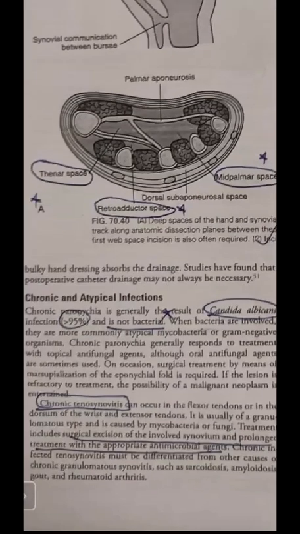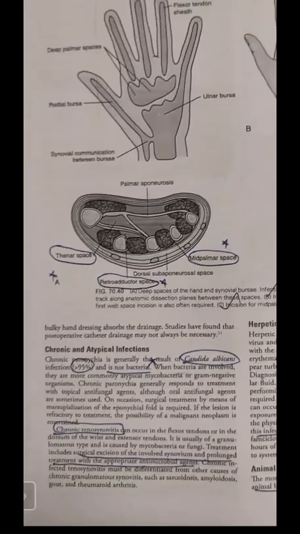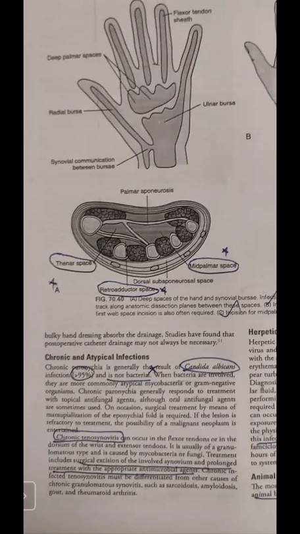So next is chronic and atypical infections. Chronic paronychia is generally the result of Candida albicans in more than 95% and is not bacterial. This is the first MCQ. Okay, so chronic infection is not bacterial. Then chronic tenosynovitis: treatment is surgical excision of the involved synovium and prolonged treatment with the appropriate antimicrobial agents. So synovectomy should be done.